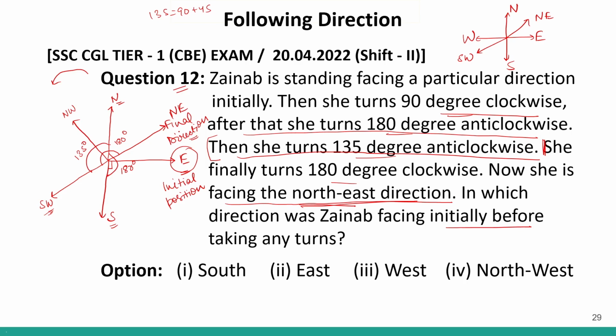Therefore, whenever you get a question like this, always work in a reverse order. That makes it easier to solve. Now we have to find out in which direction Zainab is facing. So initially she was facing east, which is option number 2. So option number 2 will be the correct answer to this question.